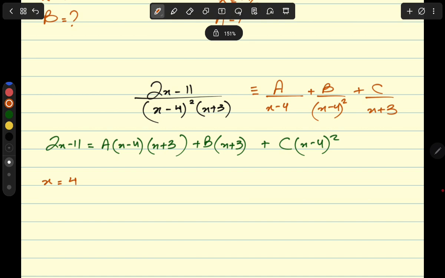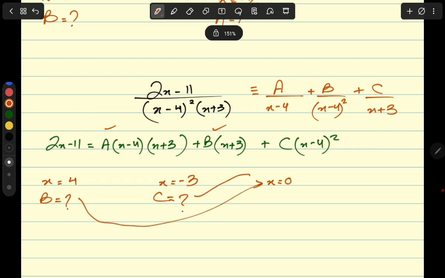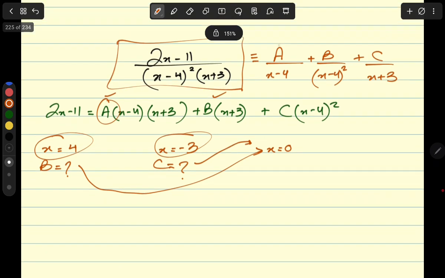The first one is going to be x is equal to 4, which is going to make our a and c vanish, and we can find the value of b. And then we can make a substitution of x is equal to minus 3, which is going to make a and b vanish, and we can find the value of c. And then we can use the easiest substitution besides these two, which is x is equal to 0, and we are also going to plug in the values of b and c that we found earlier in order to find the value of a, and therefore this fraction would be decomposed into partial fractions.